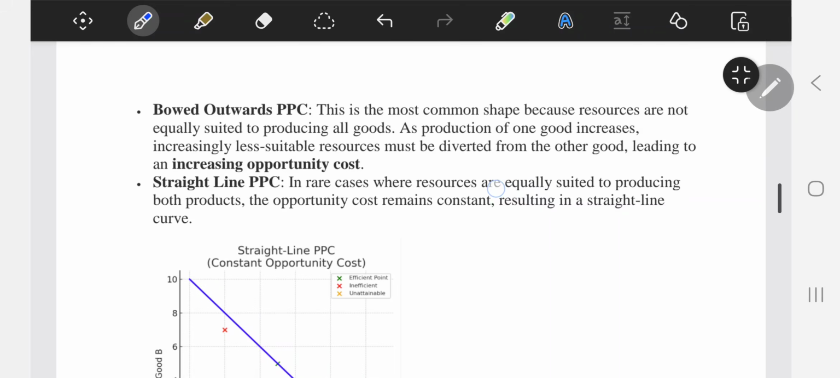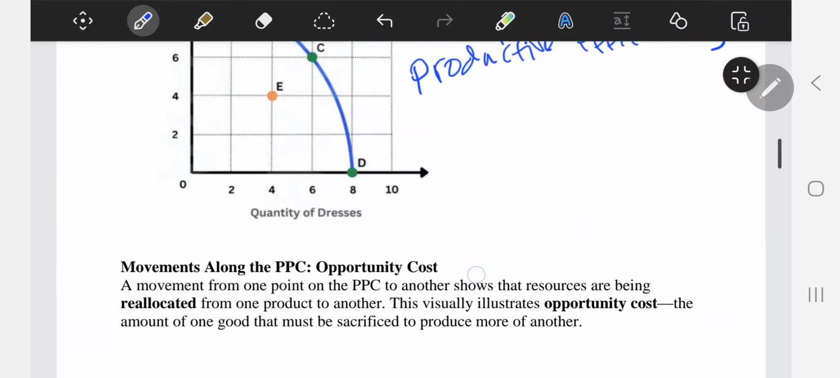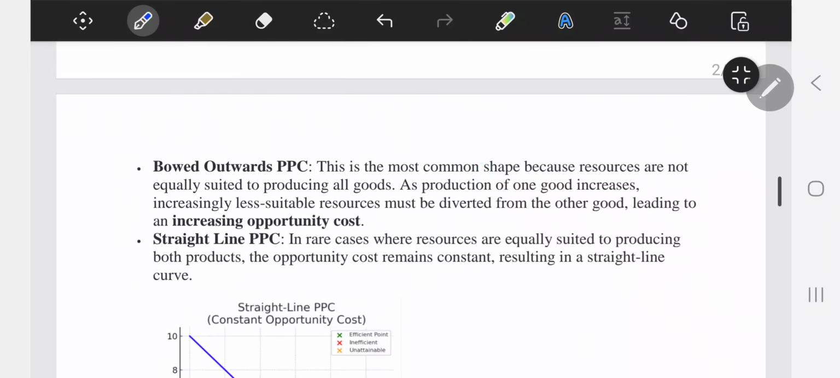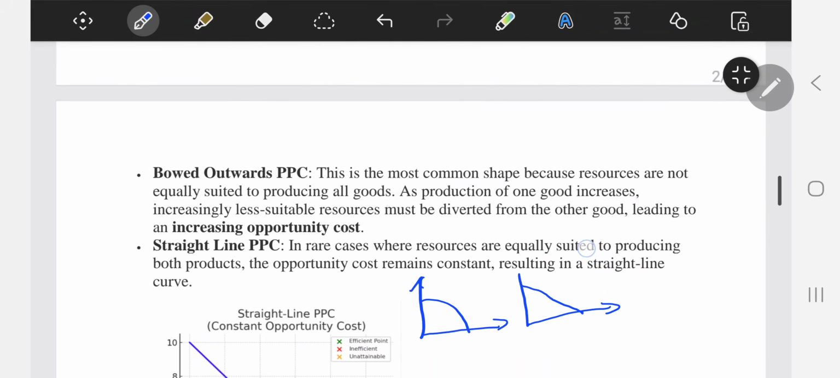Now, it's very important to notice that the PPC you're looking at right now is curved outward. This concept is known in economics as increasing opportunity cost. That's why it's curved outwards. So basically the PPC can be curved outward, and the PPC can be a straight line, as I'll show you just now. If it's curved outward, it's called the concept of increasing opportunity cost, as I've noted there.